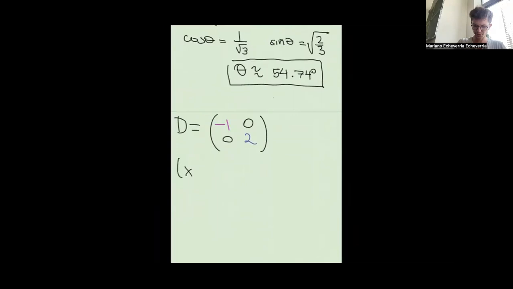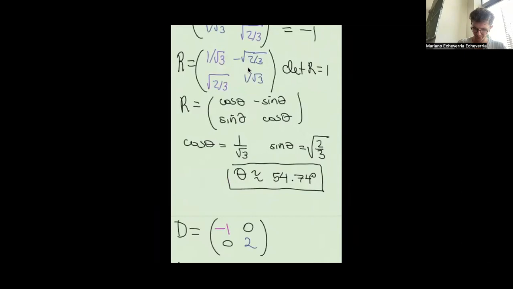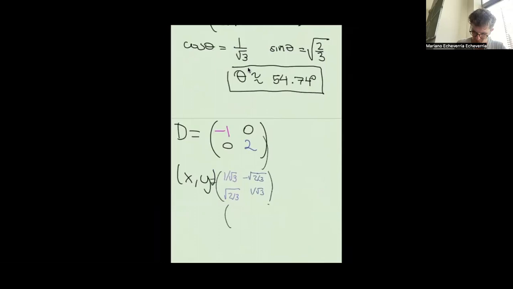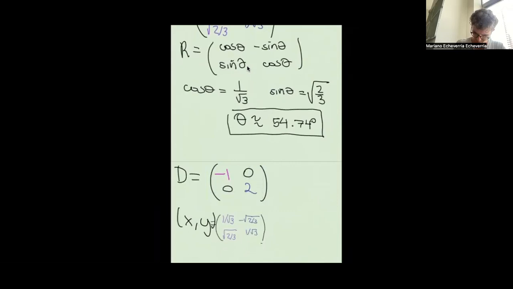So this gives you the equation of the conic becomes x y times R, but R was this thing. Let me see if I can copy this, because when I paste it, I can decrease the size. This is convenient. Times the diagonal matrix, times R transpose.